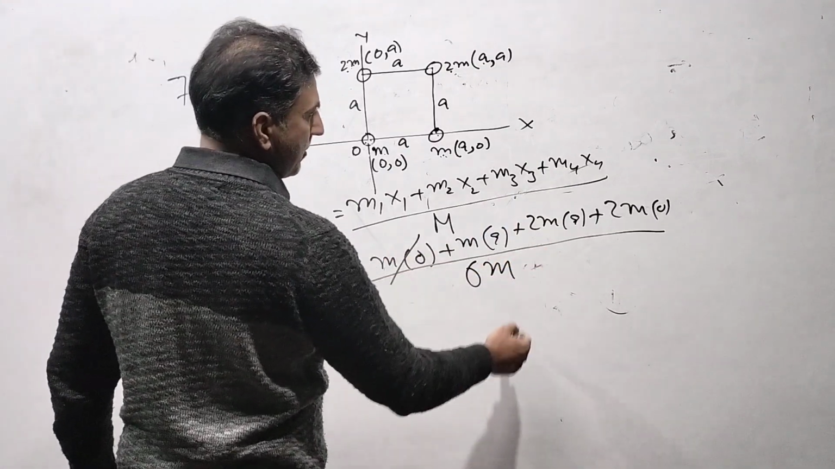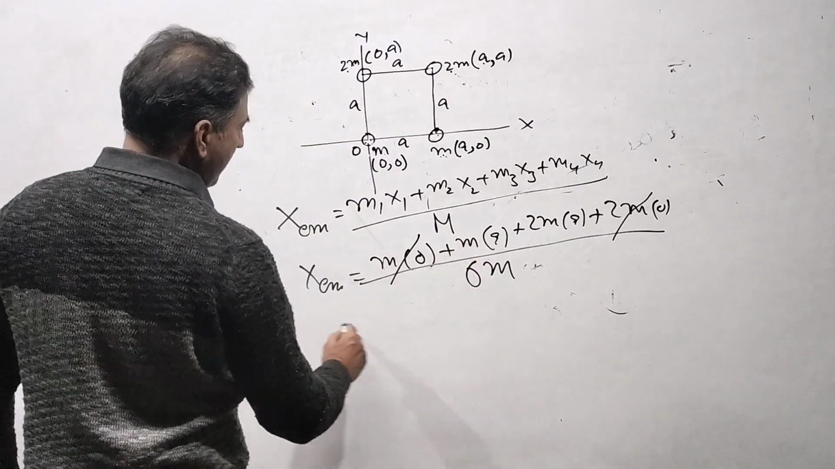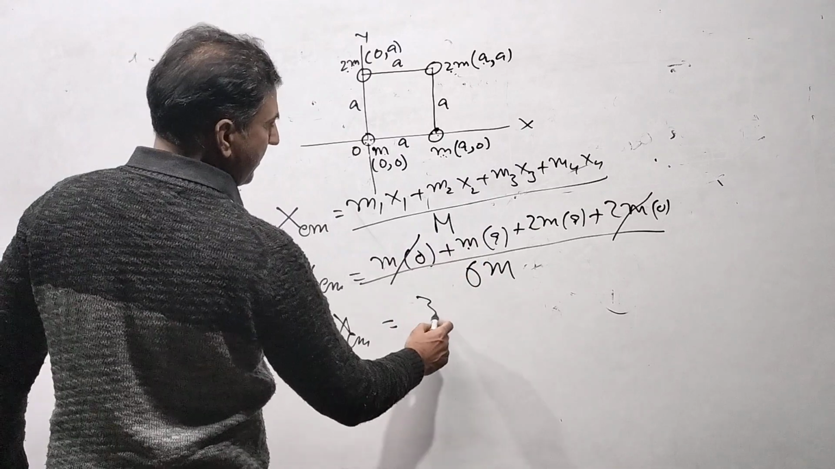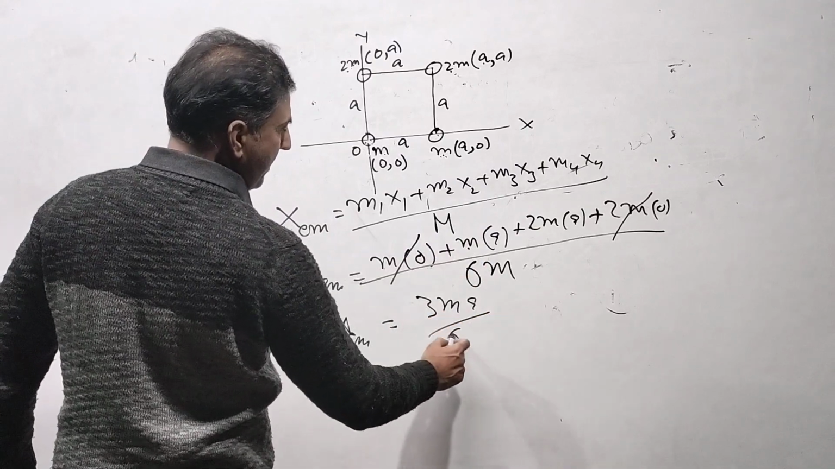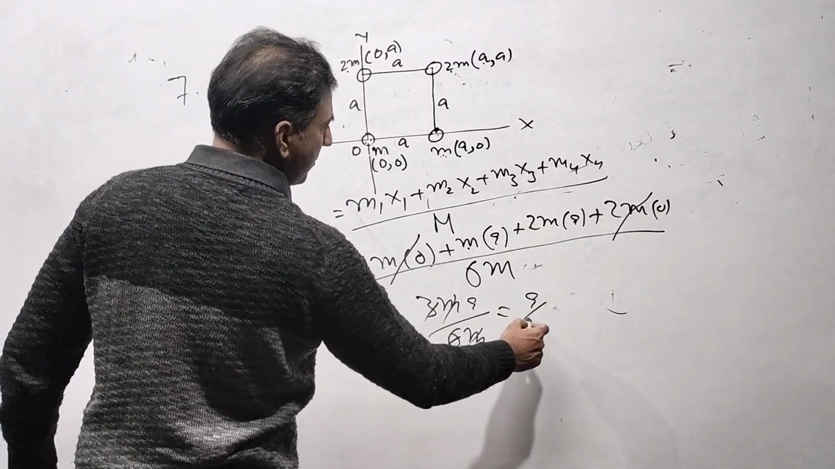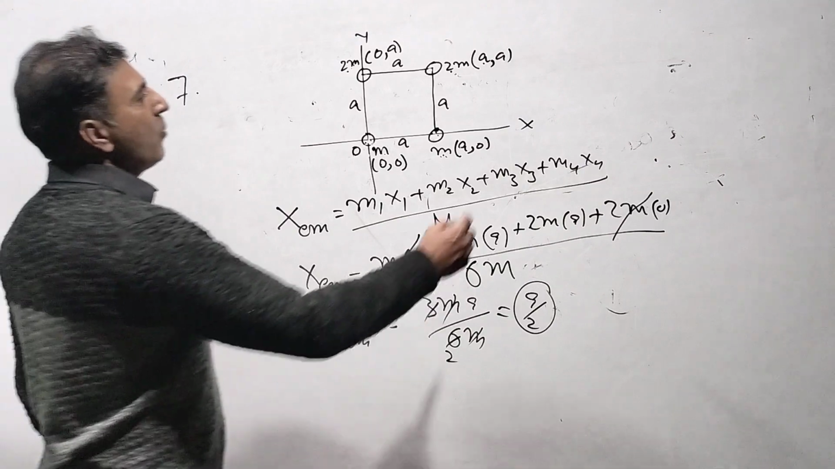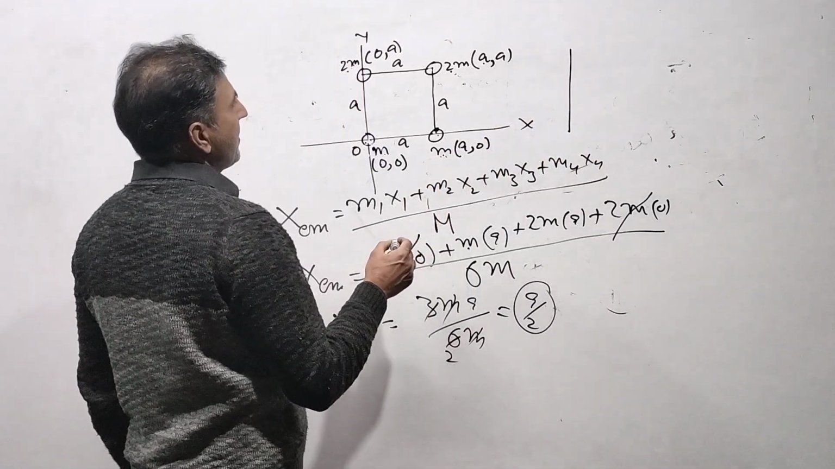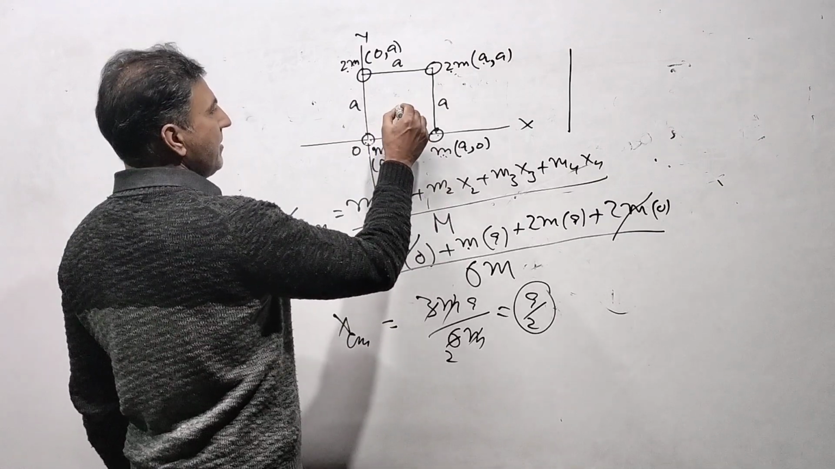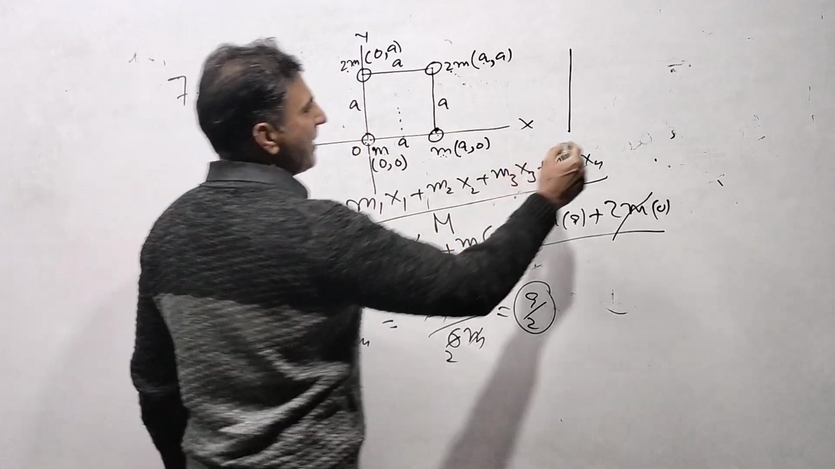This goes and this also goes. Now, what is XCM? That is 3MA by 6M. This cancels. A by 2. Answer: the x coordinate is A by 2. So similarly, you can locate the y coordinate. So the x coordinate is somewhere here. This is the x coordinate. Let me find the y coordinate.